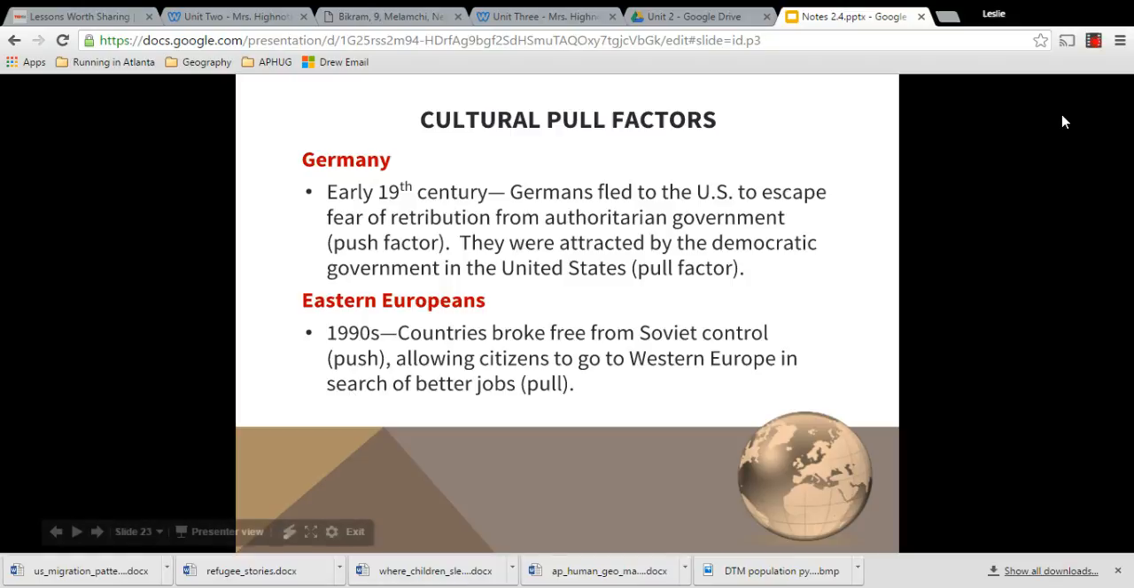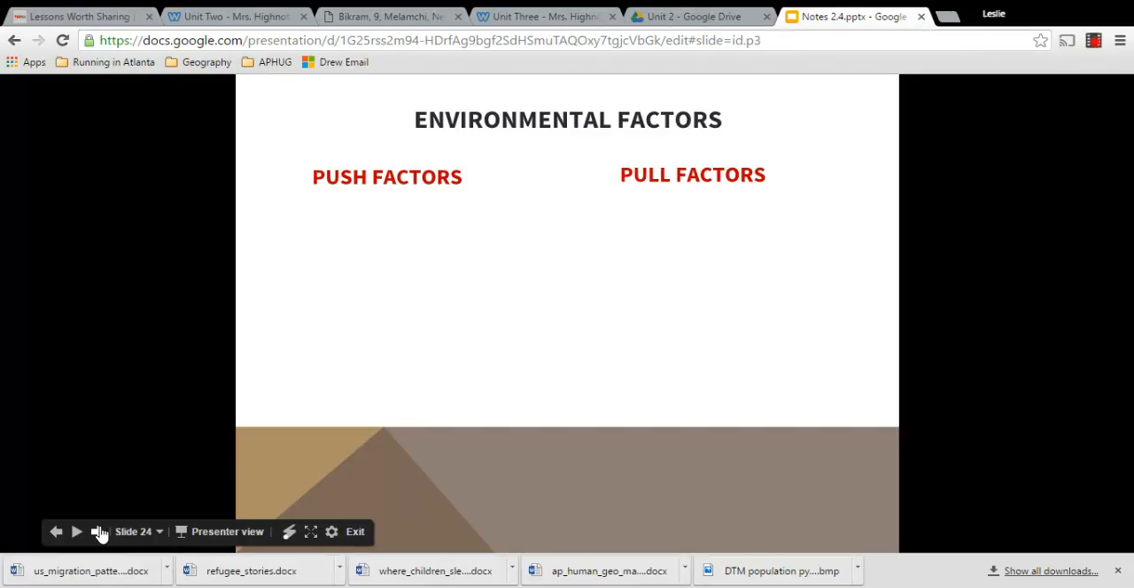Eastern Europeans migrated in the 1990s. The countries that broke free from Soviet control, that was a push factor, allowed citizens to go to Western Europe in search of better jobs, which are pull factors. Environmental factors can be push and pull factors as well.